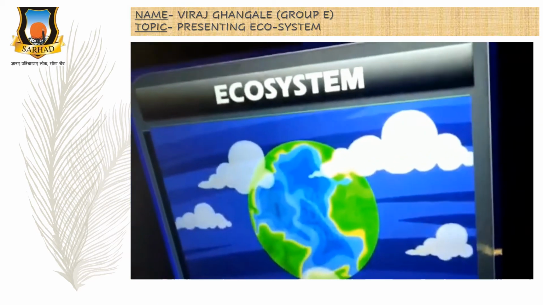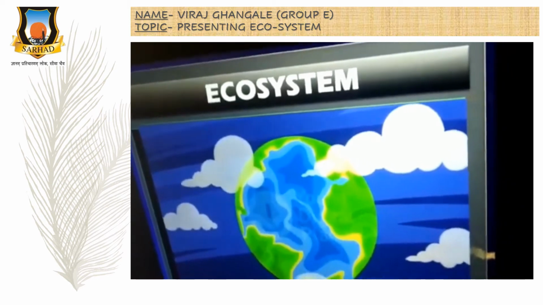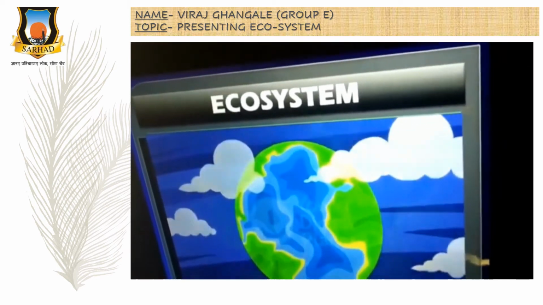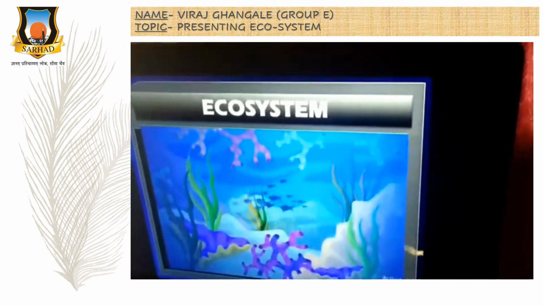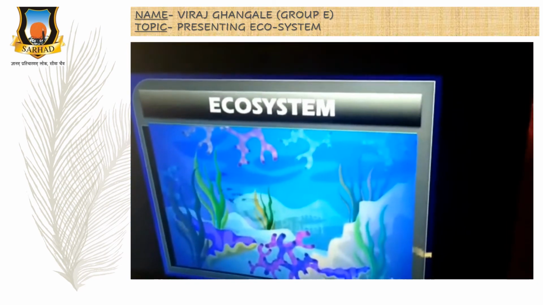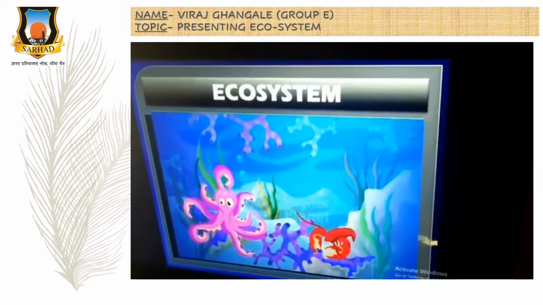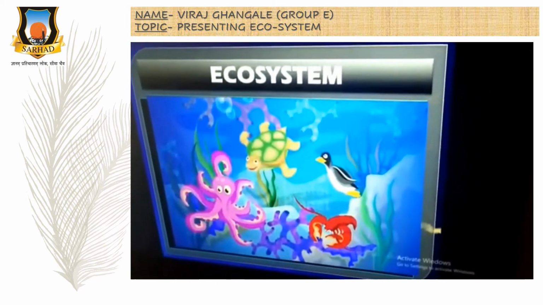Ocean is also a kind of ecosystem. It is a huge area full of salt water. Organisms that live in the oceans are adapted to survive in the salt water. The oceans are inhabited by octopuses, lobsters, penguins, turtles, and many other animals.